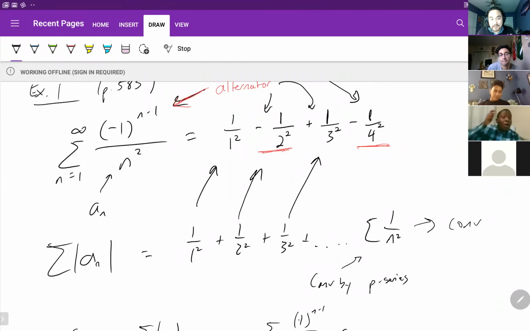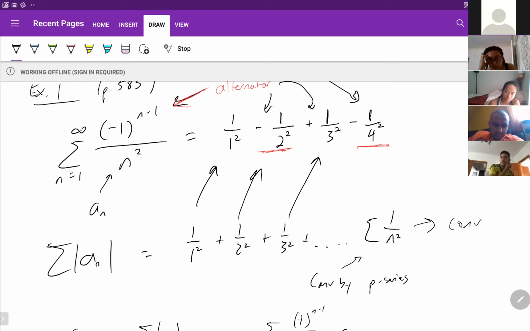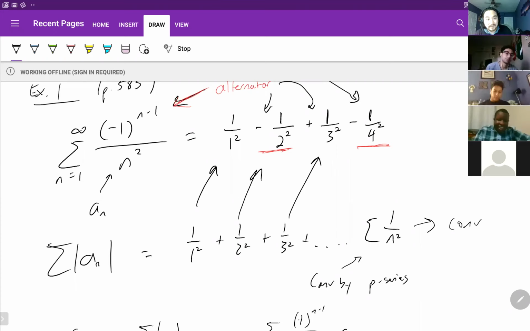What's larger than what? 1 over the absolute value of a sub n is larger than a sub n. Yes. And since the absolute value of a sub n converges, that means a sub n has to also converge. Yes, exactly. Oh my gosh. Did you guys get there? Do you guys see what he said?